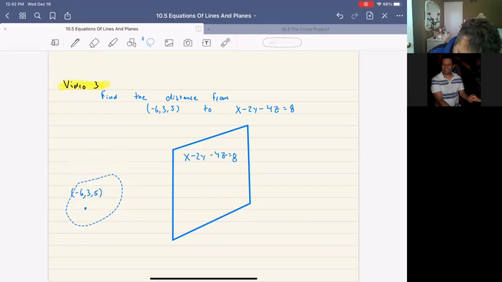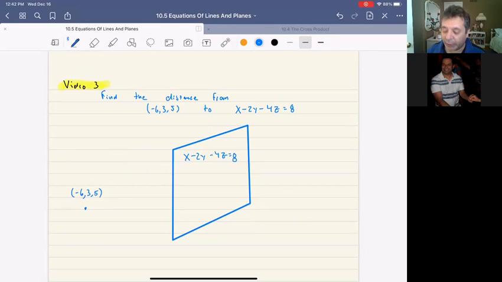Now, we have the distance from the point to the plane. You have to take the smallest distance, right? So you're going to have a point somewhere on this plane that meets with this line. Now, how do I know what this line is? Well, remember, the shortest distance between any two points is a straight line. So the shortest distance is actually going to be the perpendicular distance.